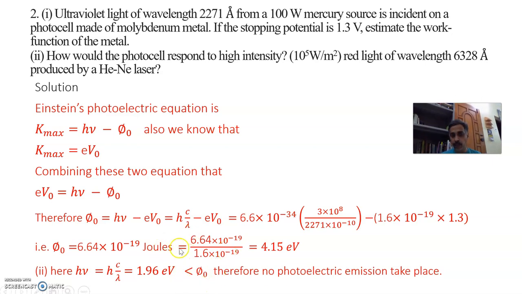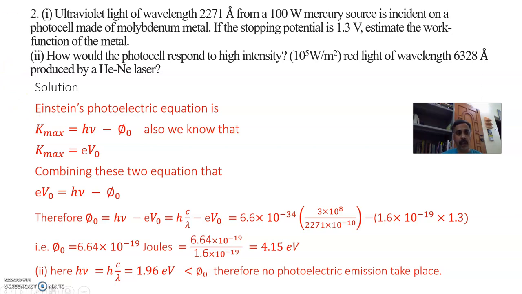This h nu value will be around 8.76 or something. If you calculate, we can get it, right? This value, if you simplify this hc by lambda, this first part, and the phi naught is 4.15 electron volt. Therefore, this h nu is greater than this phi naught. As a result, the photoelectric emission will take place, because h nu is greater than phi naught. If it is less than phi naught, then photoelectric emission will not take place, right? This we have seen in our theory.